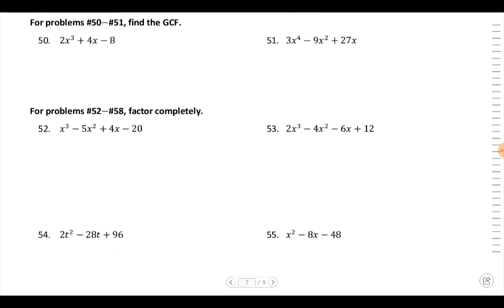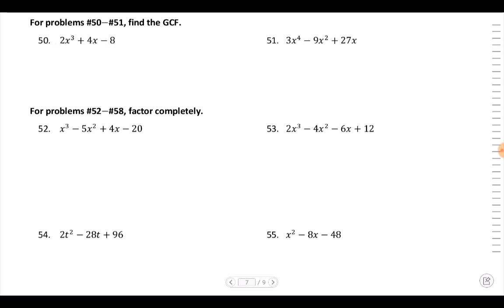Numbers 50 and 51 says find the GCF. So we're looking for the greatest common factor. In other words, what is the biggest number that you can divide all of these things by? Number or term, I guess. Could be a number and a variable. But I want to know, what do these have in common?